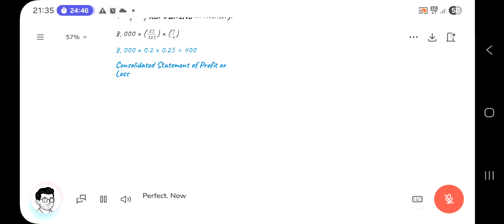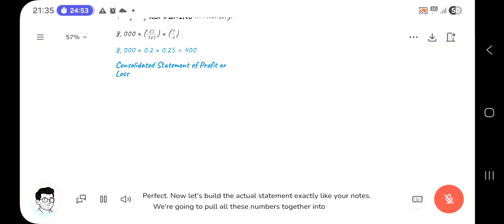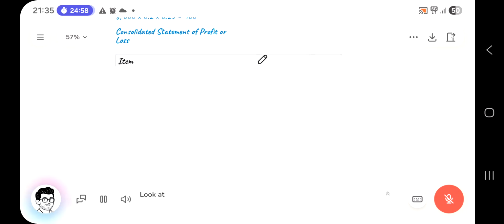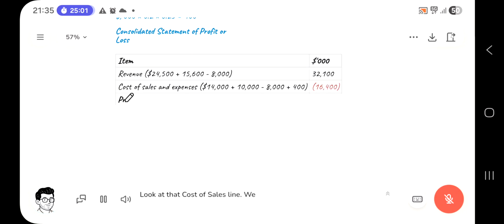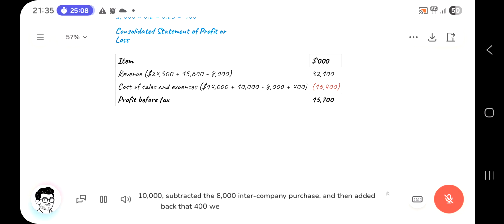Perfect. Now let's build the actual statement exactly like your notes. We're going to pull all these numbers together into one table. Look at that cost of sales line. We took Pouch's 14,000, added Saks 10,000, subtracted the 8,000 intercompany purchase, and then added back that 400 we just calculated for the unrealized profit.